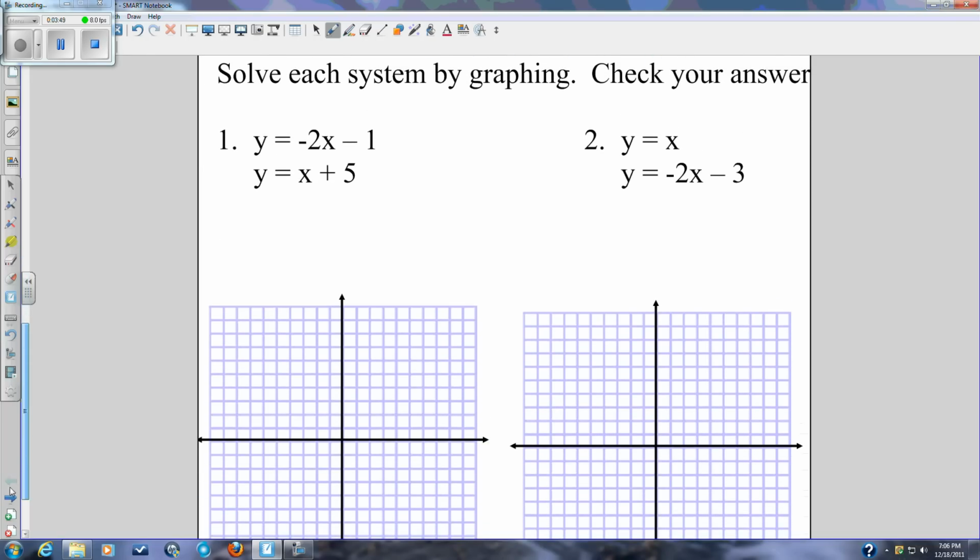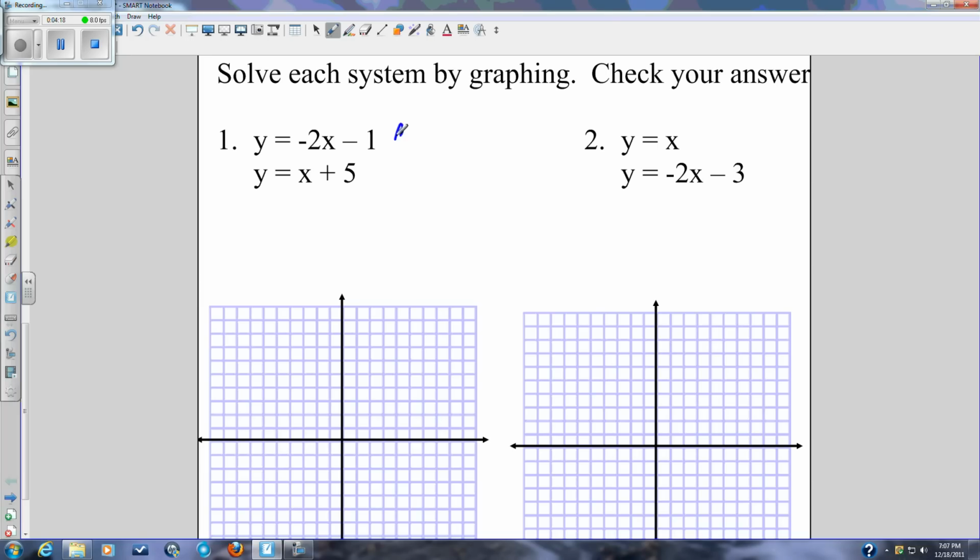Now, moving on to what a system of equations looks like graphically. We are going to solve a system of equations by graphing. Basically what we're doing is we are graphing two lines and we're seeing where they meet. So let's start with the system y equals negative 2x minus 1 and y equals x plus 5. Let's graph these equations by using slope and y-intercept.